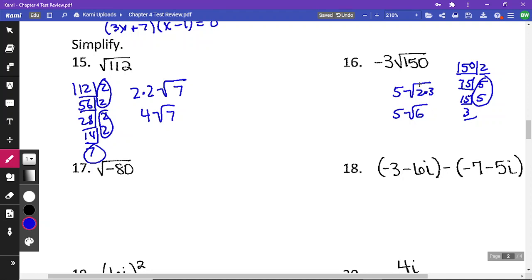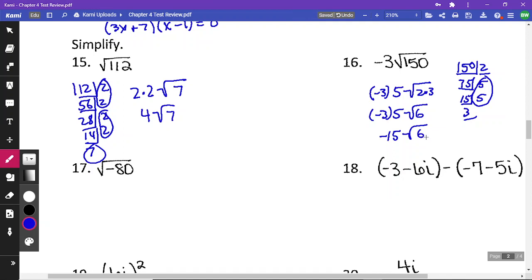But that's actually, I wrote this a little bit not very good. That is the square root of 150, but of course our negative 3 is still there as well, right, on the outside. So you have negative 3 times that. Well, that's negative 15 then, times the square root of 6, and that is our answer.